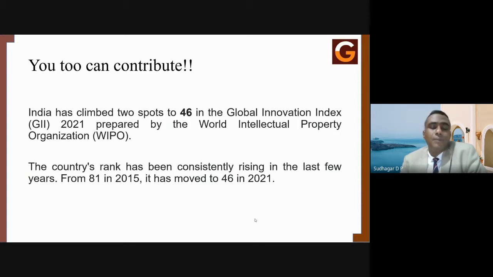I'm glad to say that India has climbed 2 spots to 46 in the Global Innovation Index, reported by the World Intellectual Property Organization, WIPO, in the year 2021. Our country is progressing towards being number one when it comes to innovation when compared to other countries across the globe. It has been constantly increasing in its ranking right from the year 2015. It was in rank 81, and in 2021 we are in rank 46.